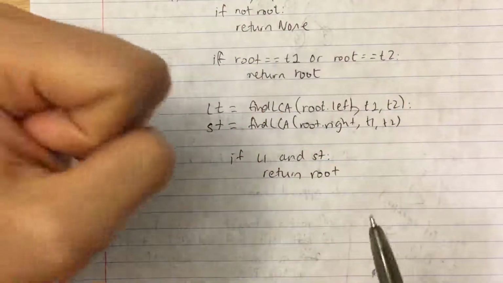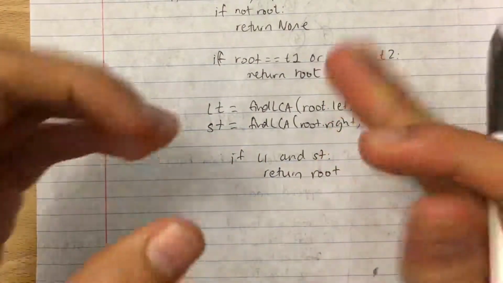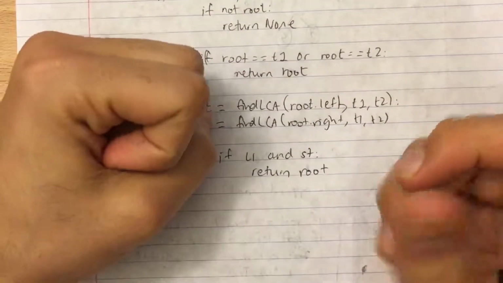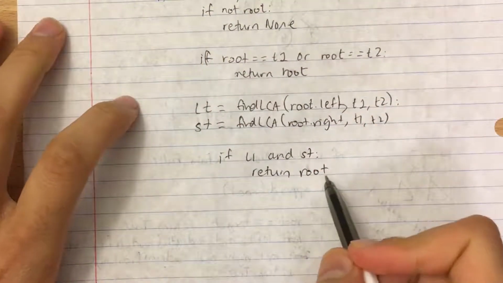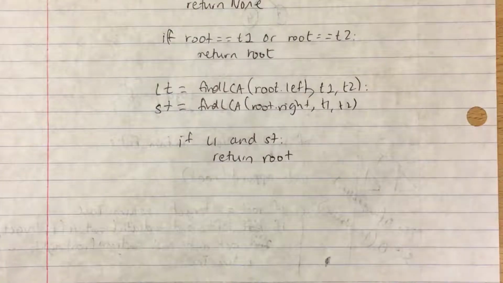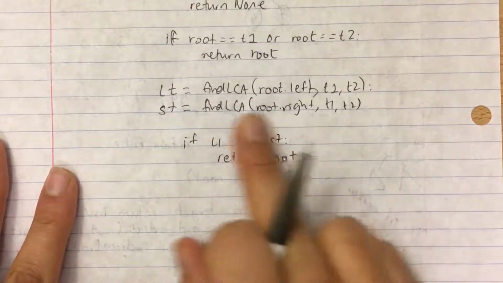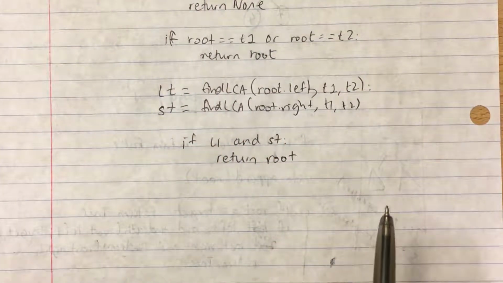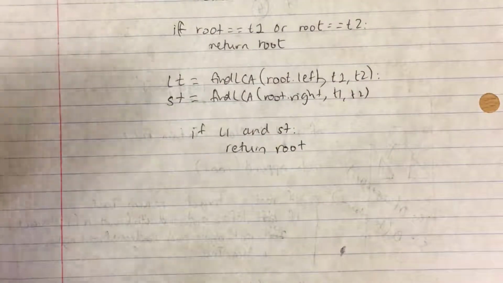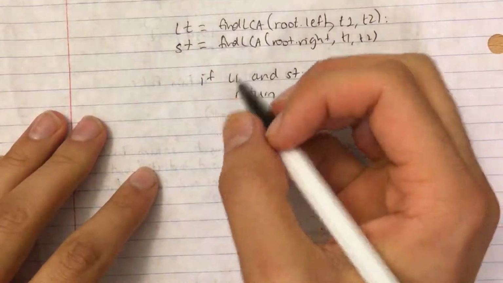So I'm saying that if the final result is found either on the left subtree or the right subtree, or actually in this case it would be and. If the result is found both on the left subtree and the right subtree, then return the root, because by definition, that is the LCA. And if not, then what do I have to do? I have to recurse either on the left subtree or the right subtree and repeat this process.